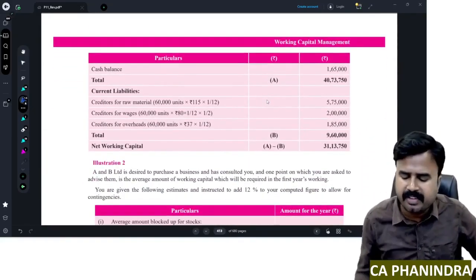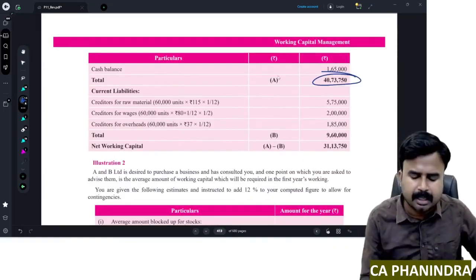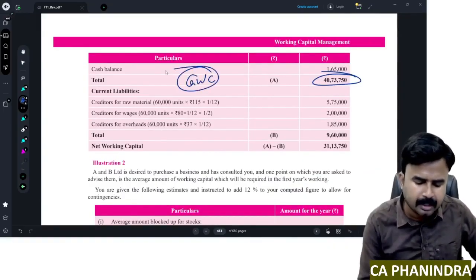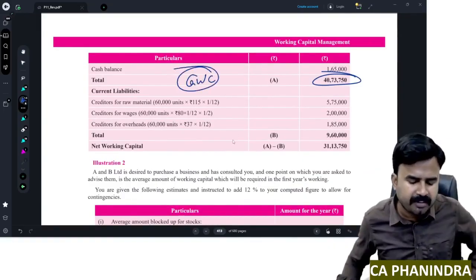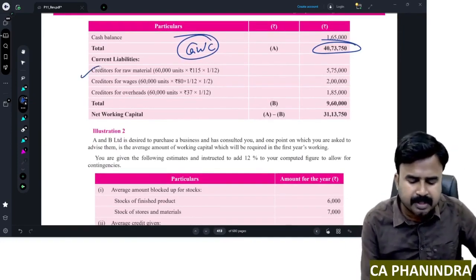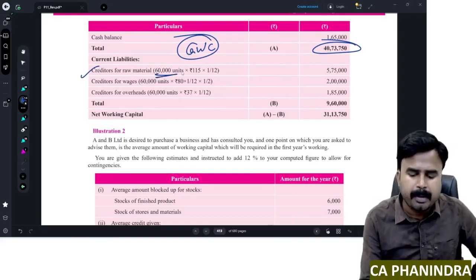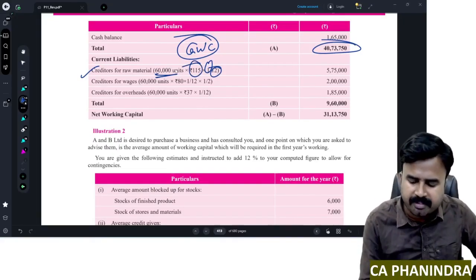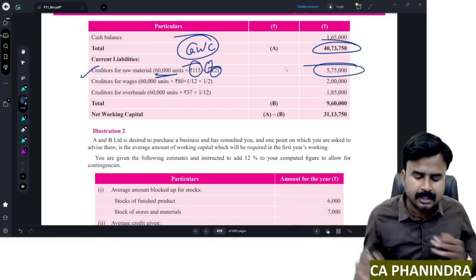Also, they've given the cash balance, so get the total gross working capital. This is gross working capital. Deduct current liabilities from it. Now the first component is creditors for raw material. Take the budgeted production units, 60,000. Write the creditors payment period, 1 month divided by 12 months, into raw material cost per unit, 115. I got 5,75,000. That's it.